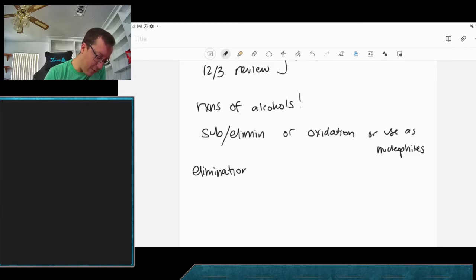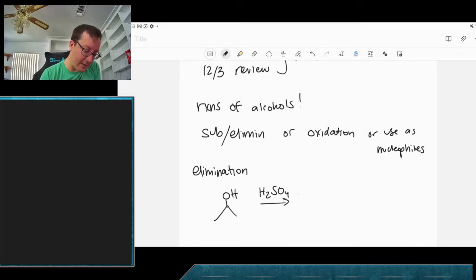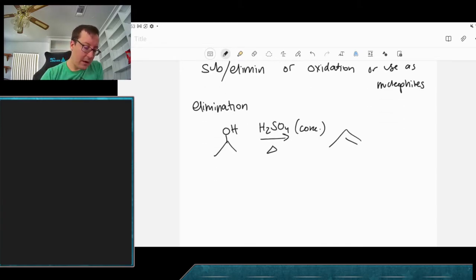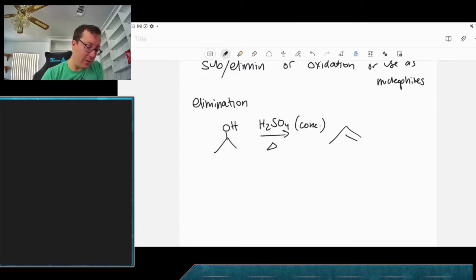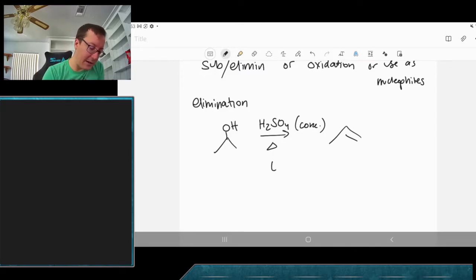This is what we've studied before. If we wanted to eliminate an alcohol, we could use Shane's favorite reagents, concentrated sulfuric acid. Remember, this is on page 326 or whatever, as we saw. And then that's going to need some heat, and then we end up with the eliminated product here.